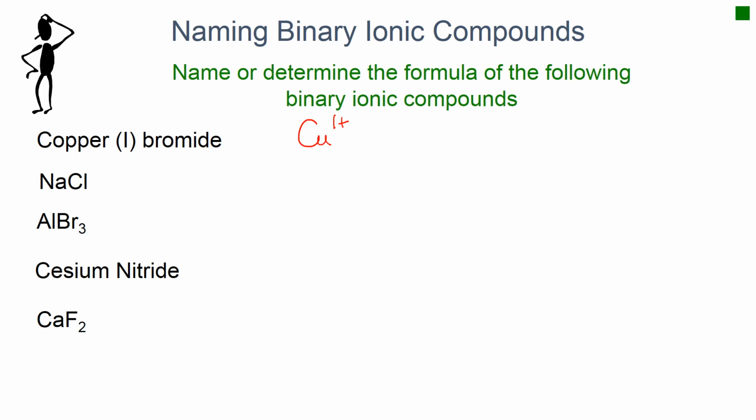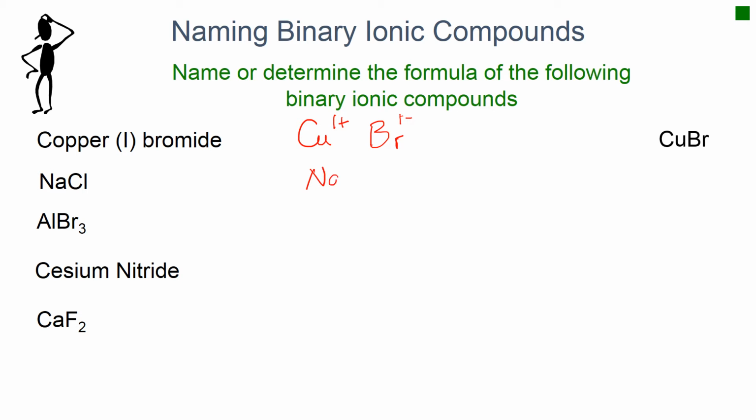I'm going to put my finger on my periodic table, and I learned that bromine is Br, and it's in group 7, so it has a 1 minus charge. And following the rules for writing formulas, I'm going to write CuBr. Okay. Same thing with sodium chloride.